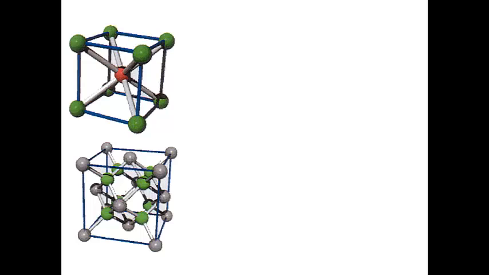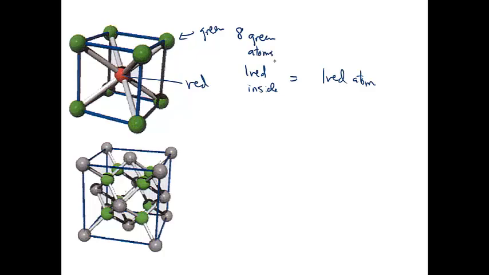So let's look at an example here. So for this one here, let's say that this is, I'm colorblind, let's say this is red and that's green. What we have is we have one red atom inside, and that counts as 1, so there's 1 red atom. We have 8 green atoms, and they're on the corner, so they count 1/8 each. So there's actually a total of 1 green atom. So even though the unit cell shows 8 green atoms and only 1 red atom, the inside of the unit cell actually has 1 green atom for every 1 red atom.